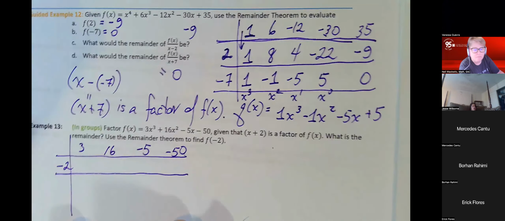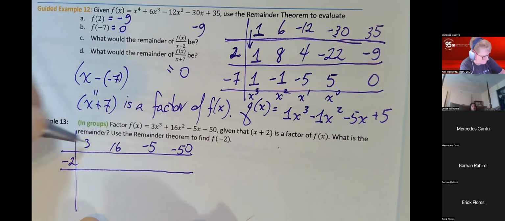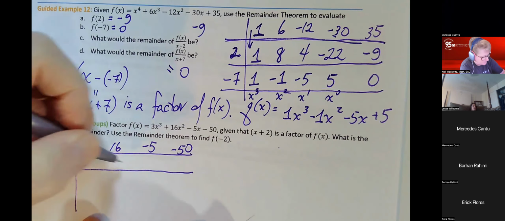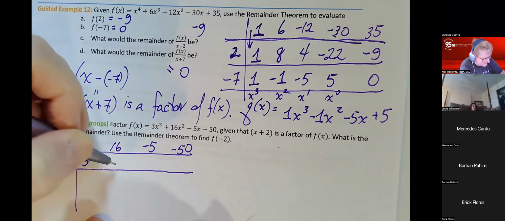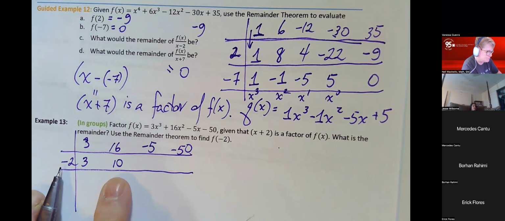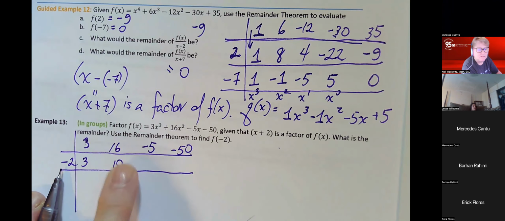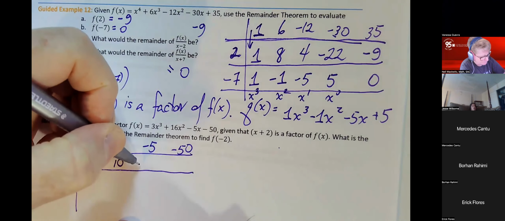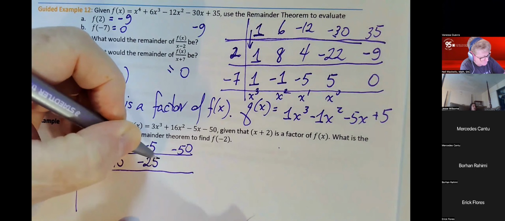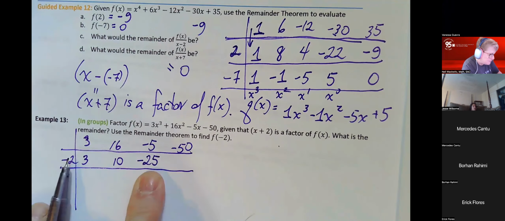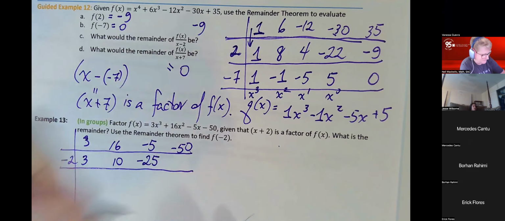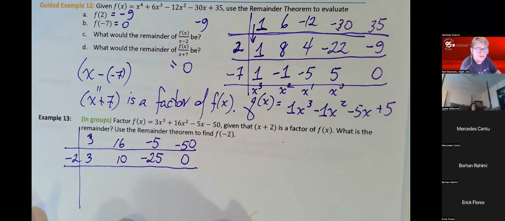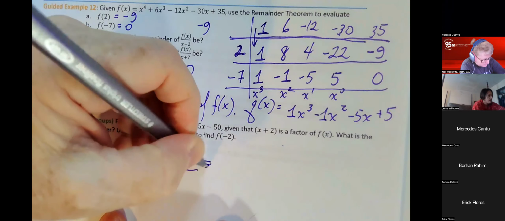Help me do it. That'd be -6. Yes, -6 plus 16, 10. Good. 10 times -2, -20, minus 5, -25. Good. -25 times -2, 50 minus 50, 0. Good. What is the remainder? 0.